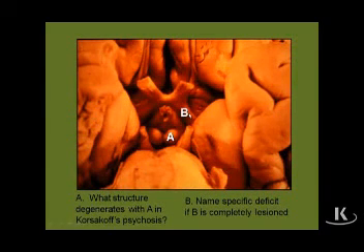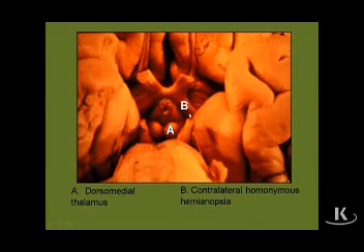So the answers are illustrated here. The dorsal medial nuclei of the thalamus degenerate along with the mammillary bodies in Korsakoff psychosis, and a complete optic tract lesion would result, as indicated, in a contralateral homonymous hemianopsia.